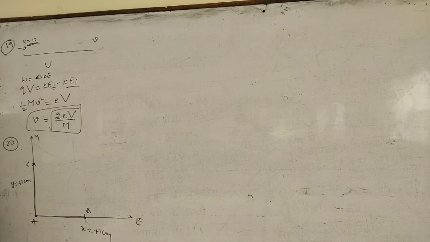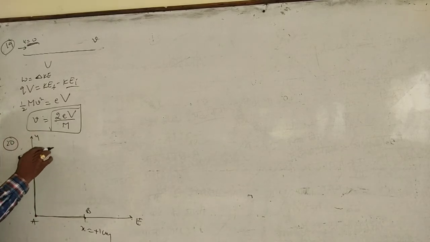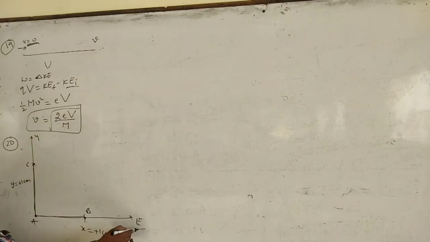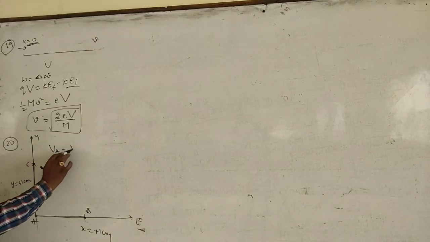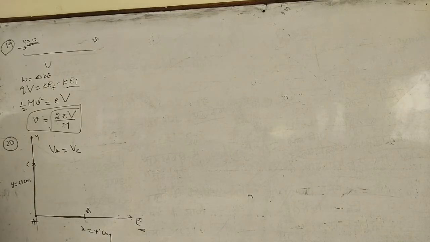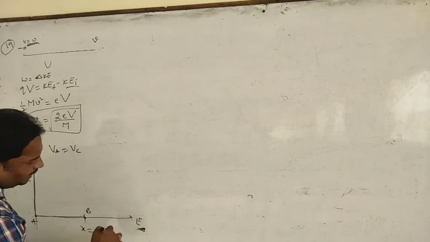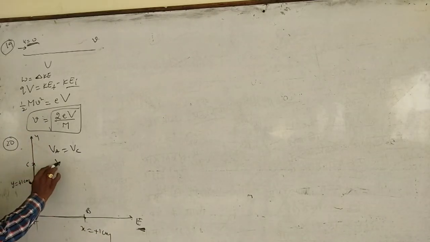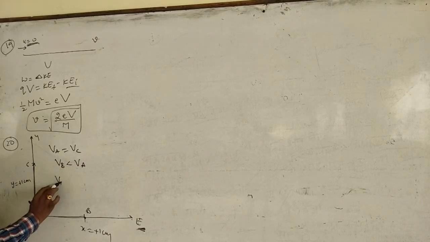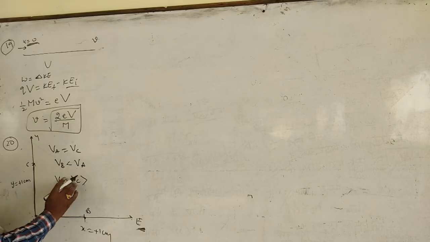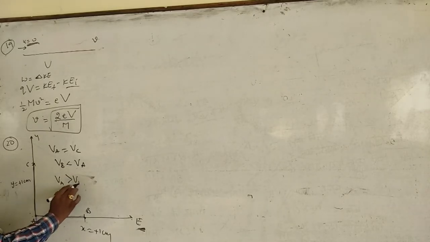Already we know electric field, electric potential, equipotential surface is always perpendicular to the electric field. This means it is an equipotential, that means VA is equal to VC. And one more point, in the direction of electric field, potential decreases. So VB is less than VA. So which is greater? VA equal to VC, you can write directly, right? VA greater than VB.